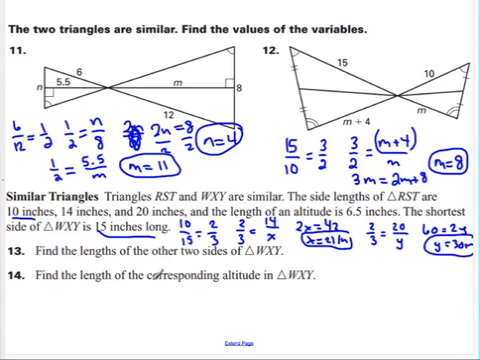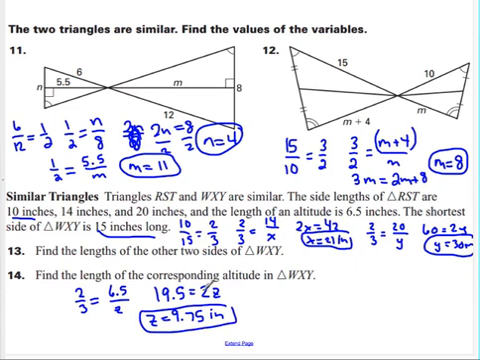Find the length of the corresponding altitude. Again, I'll use 2/3. One altitude is 6.5, the other we'll call z. When I multiply 6.5 times 3, that is 19.5. So 19.5 equals 2z. I'll divide both sides by 2. If this was 20, it would be 10, so this should be 9.75 equals z. Again, this is in inches. It's my other altitude. Any questions?